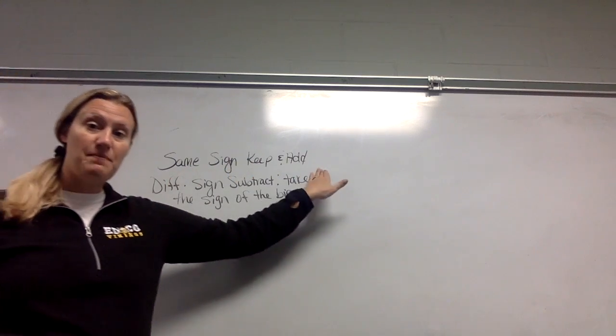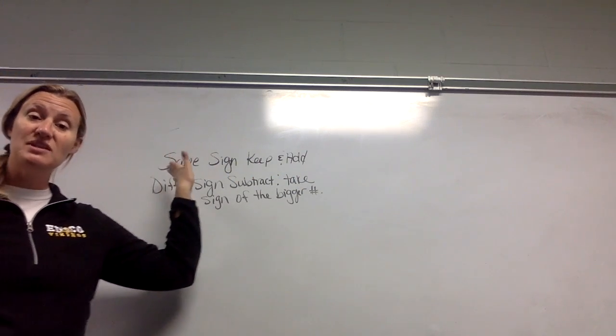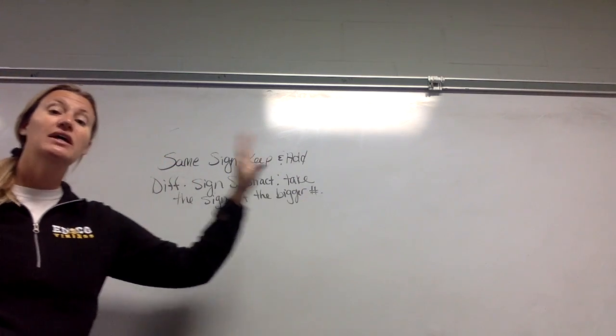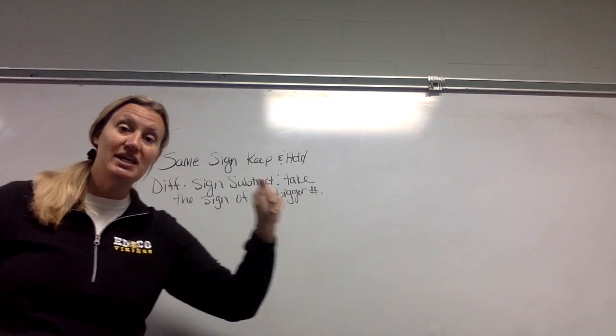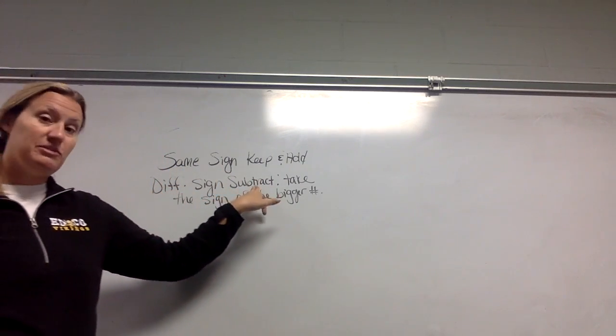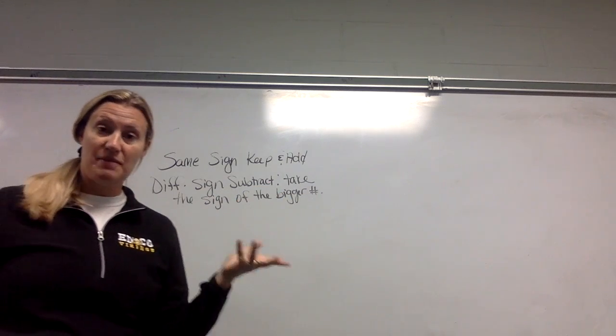Same sign, we're going to keep and add. So if I'm adding two positives, I'm going to add them, my answer is positive. If I'm adding two negatives, I'm going to add them as if they're positive, my answer is negative. Different sign, I'm going to subtract the two numbers and take the sign of the bigger number.